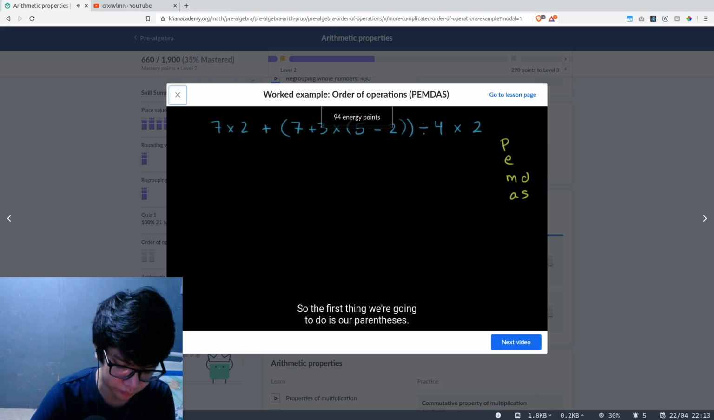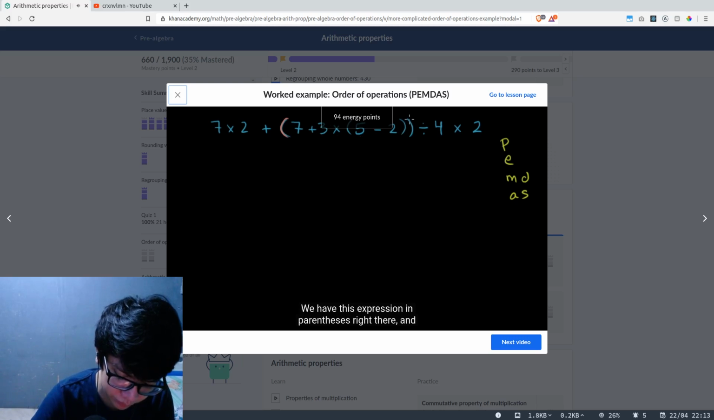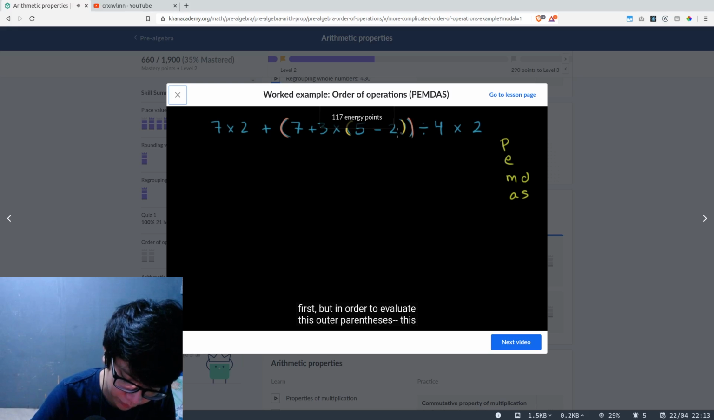So the first thing we're going to do is our parentheses. And we have a lot of parentheses here. We have this expression in parentheses right there, and even within that, we have these parentheses. So order of operations says do your parentheses first. But in order to evaluate this outer parentheses, this orange thing, we're going to have to evaluate this thing in yellow right there. So let's evaluate this whole thing.